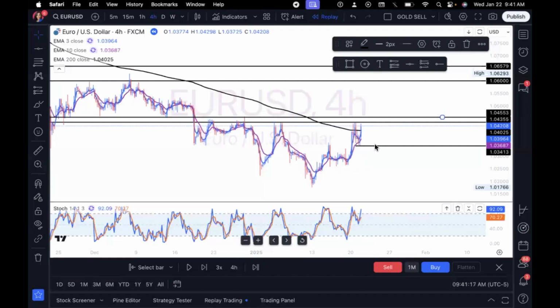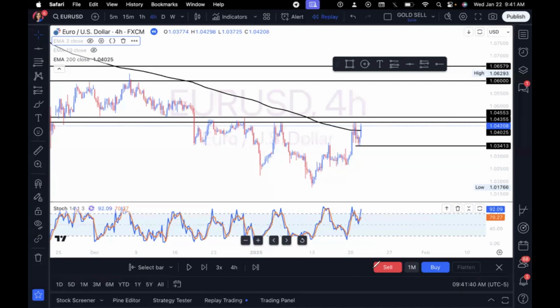Now, another thing I noticed, and you'll see where I marked here, was a previous level of support. The market got higher than that level of support, and it started to cross above the 200 EMA. I'm going to turn off these other two EMAs, and we're just going to focus on the 200 in this instant.